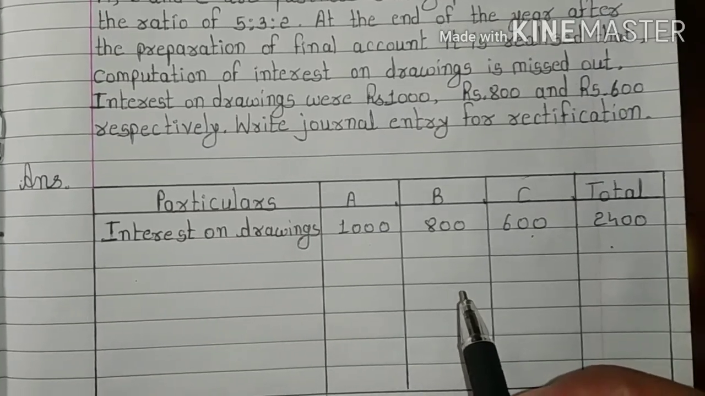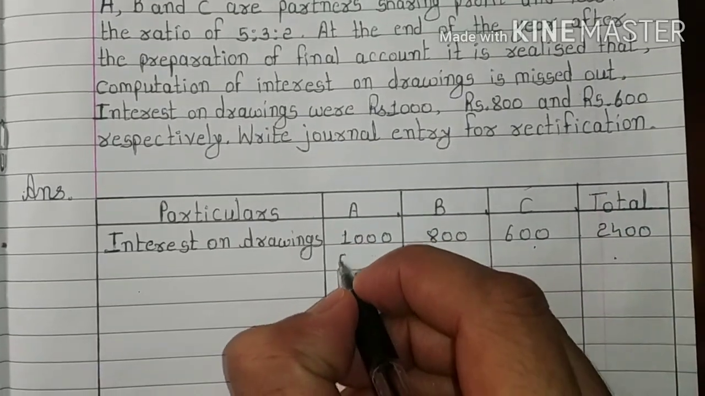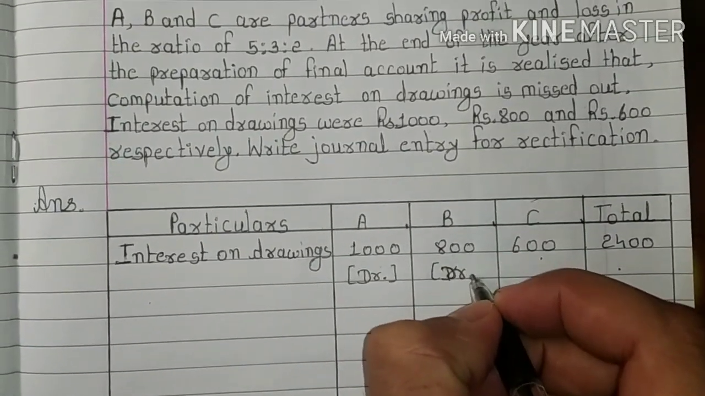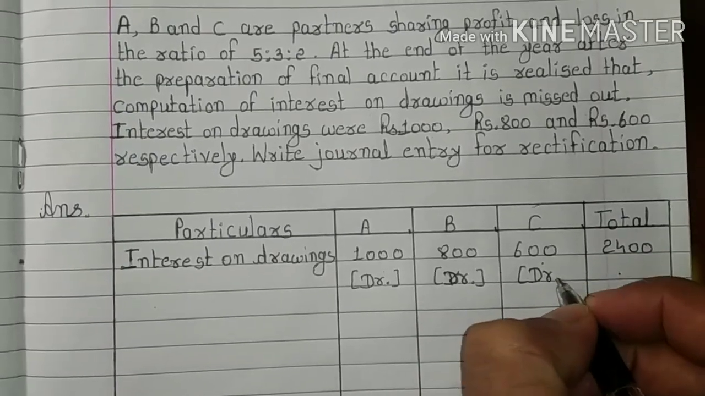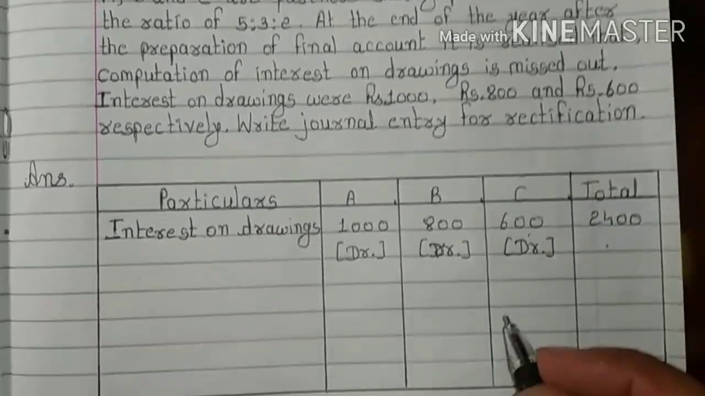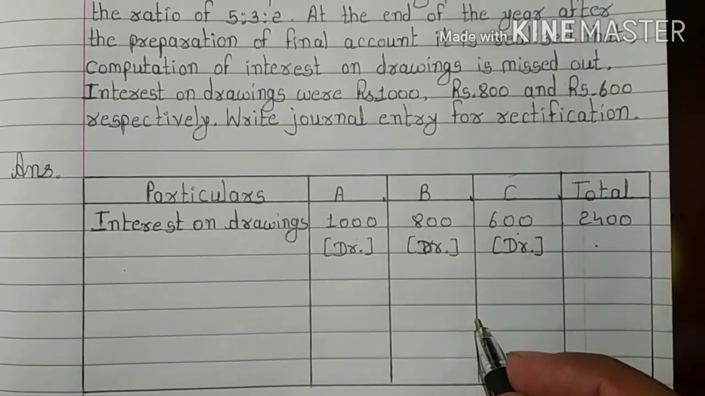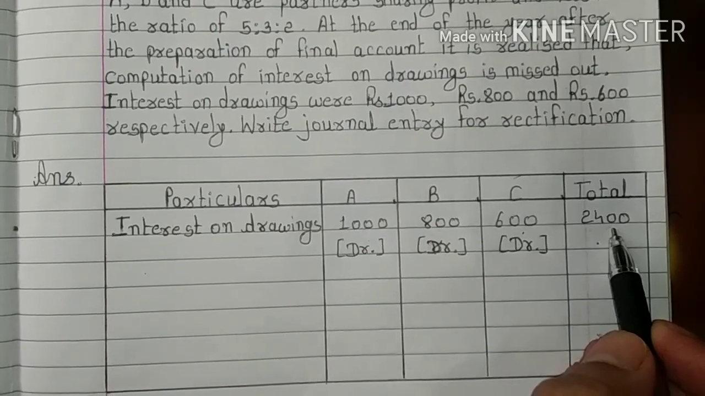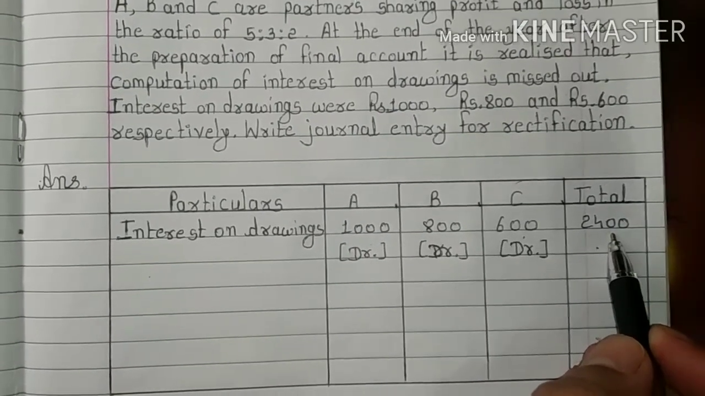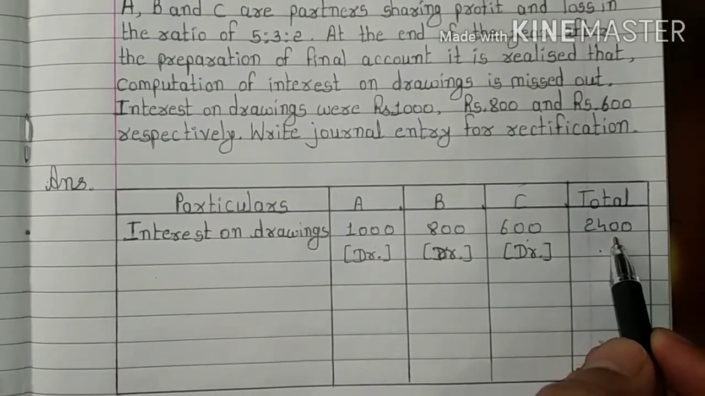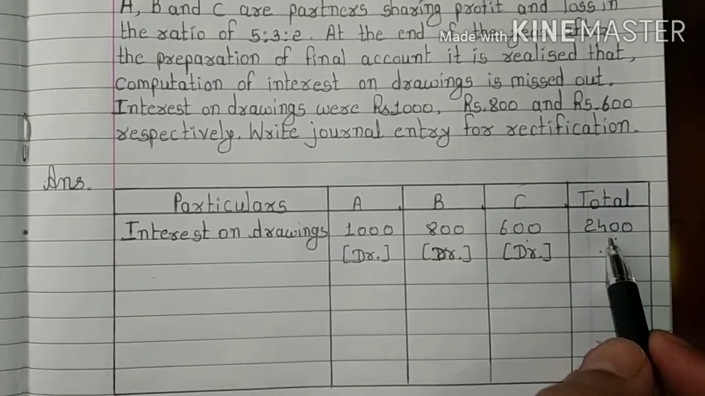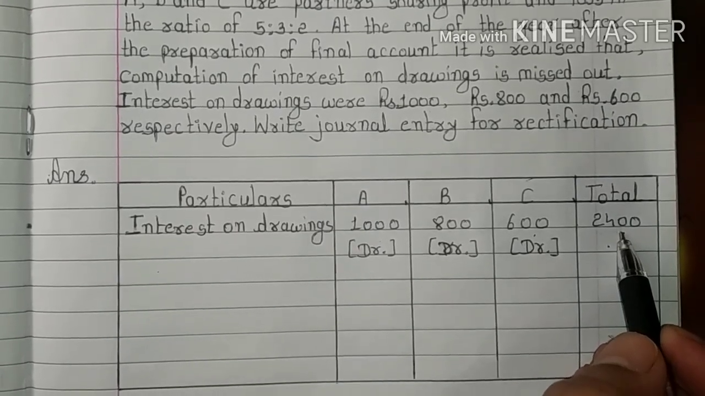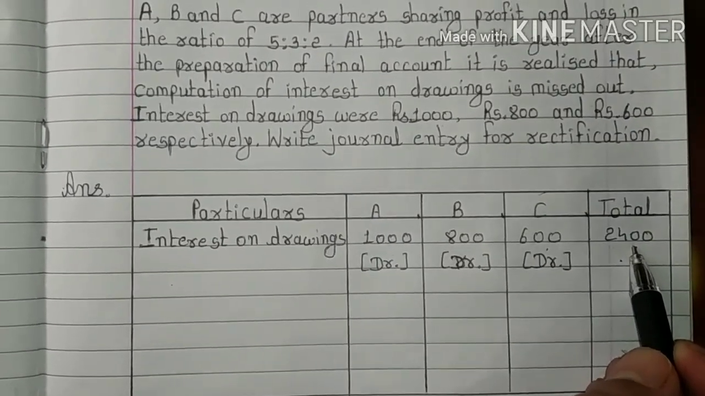So we will give a sign of debit here. So we will write DR as a sign of debit. Okay, now 2400 total amount of interest on drawings which was missed out. That means it is not charged from the partners. So because of this mistake, divisible profit among partners is found increased.